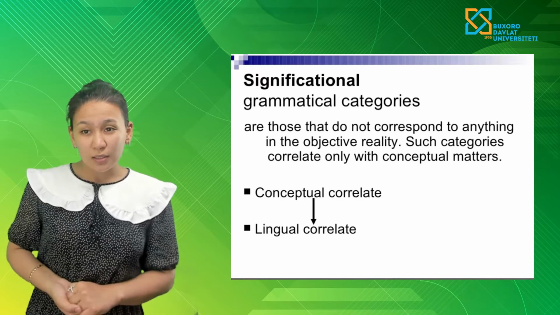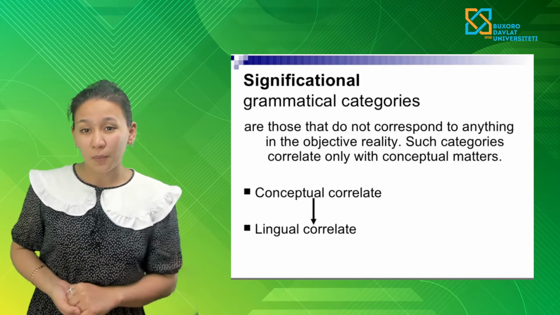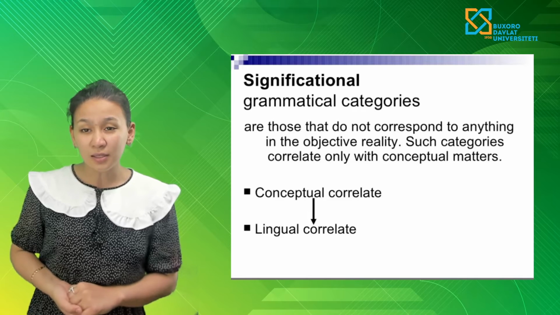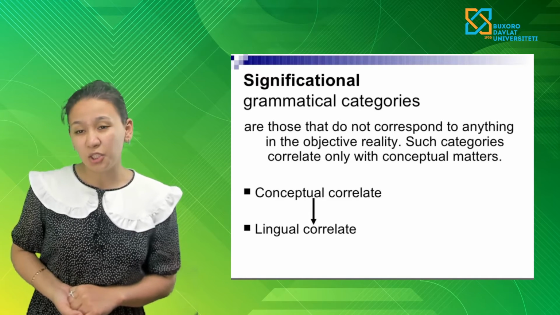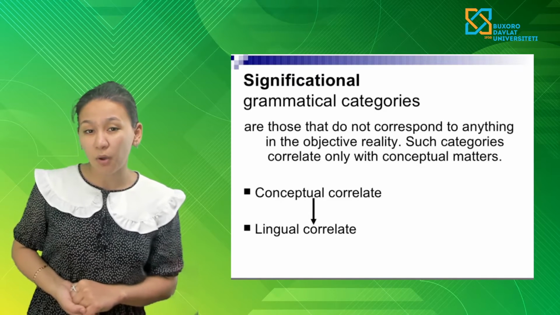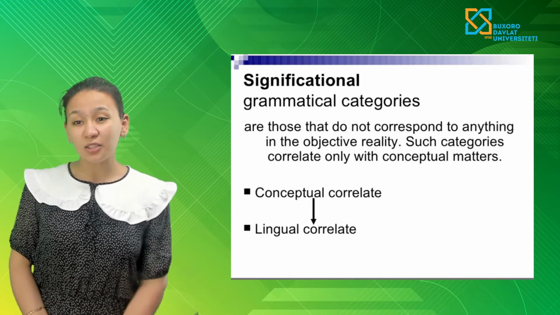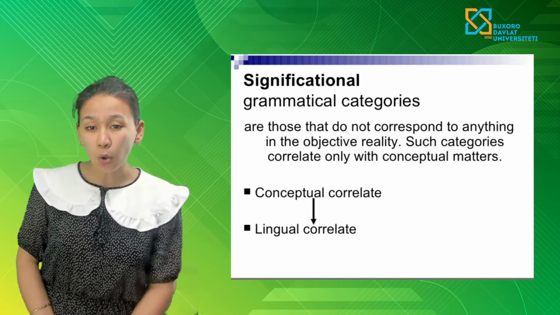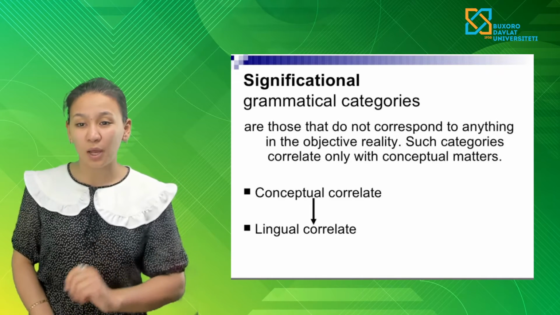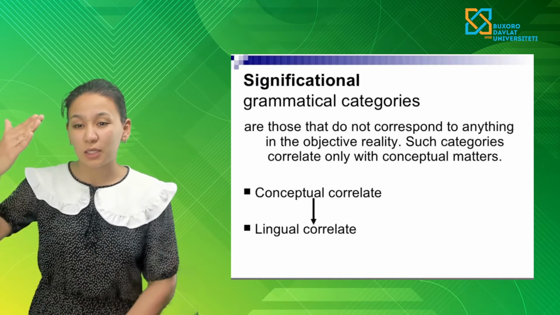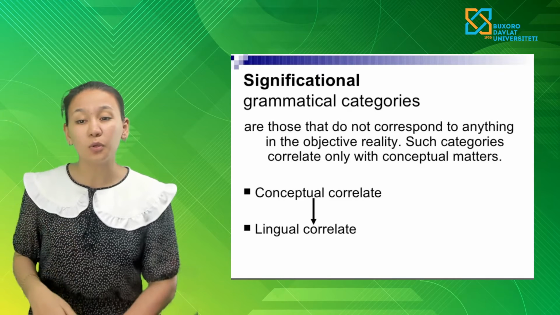Well, the next one is the significational grammatical categories. These types of categories are those that do not correspond to anything in objective reality. Such categories correlate only with conceptual matters. It is from the conceptual correlate to the lingual correlate.